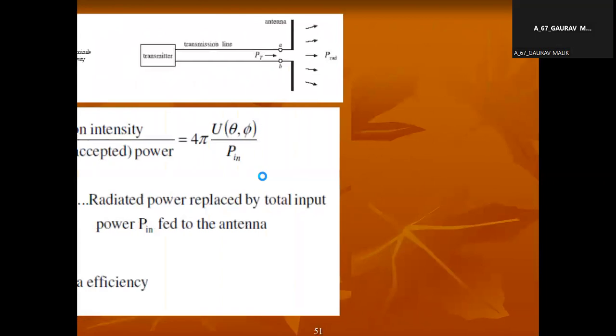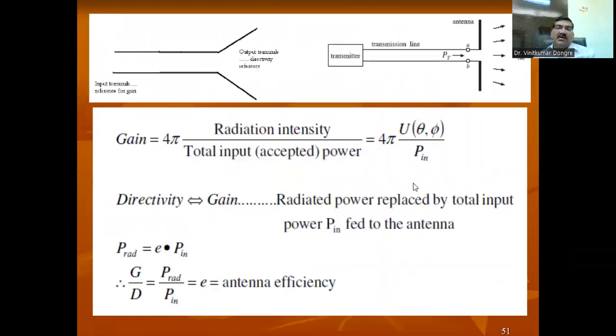Okay. So this is the gain. This is important. Power radiated and power input are related by the efficiency of the antenna. So the gain upon directivity is P radiated upon P in, that is E, the antenna efficiency. This is the relation between gain and directivity.